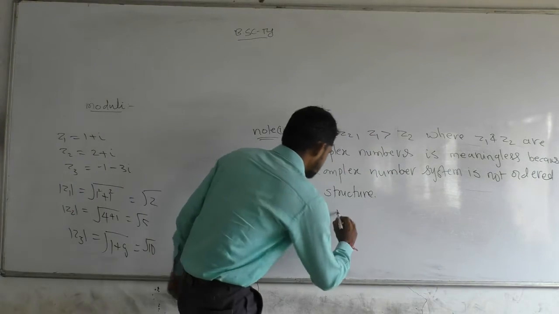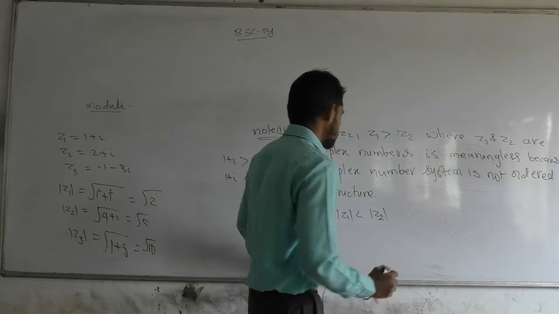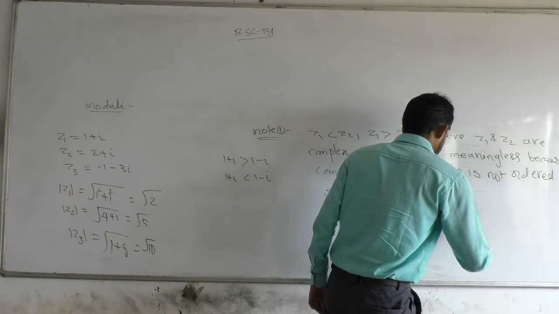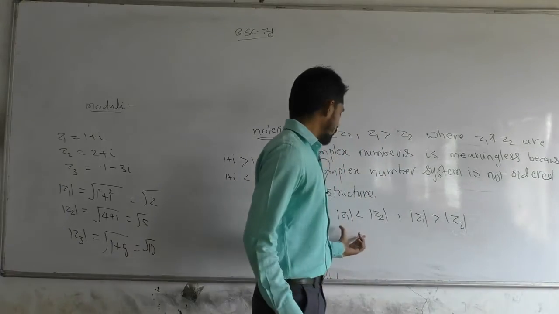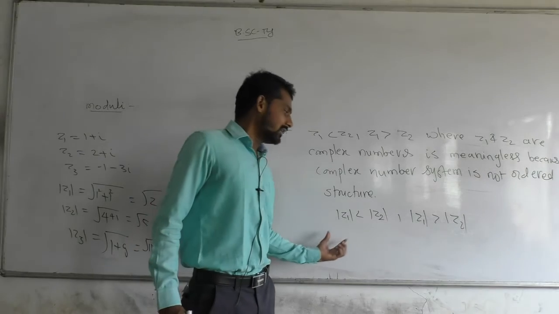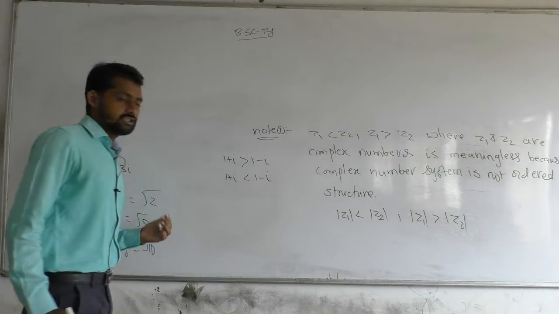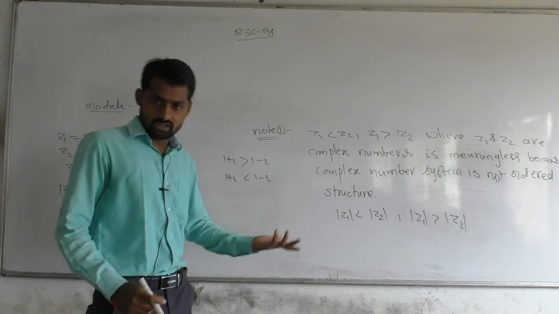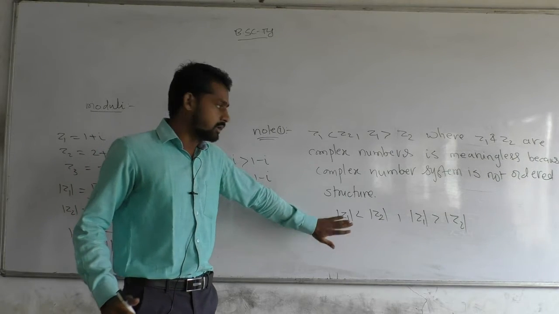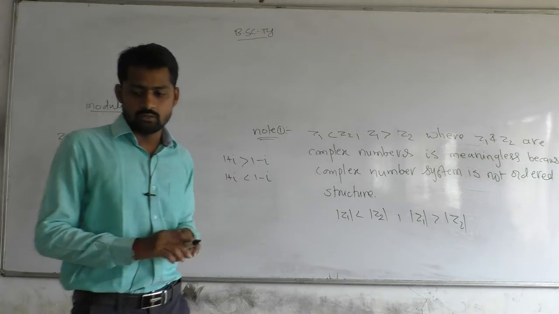But we can say that mod Z1 is less than mod Z2, or mod Z1 is greater than mod Z2, because these two are real numbers. So the modulus of a complex number must be a real number. The set of real numbers is an ordered field and it is an ordered structure. Hence this is meaningful in the set of complex numbers, but Z1 less than Z2 is meaningless in the set of complex numbers.